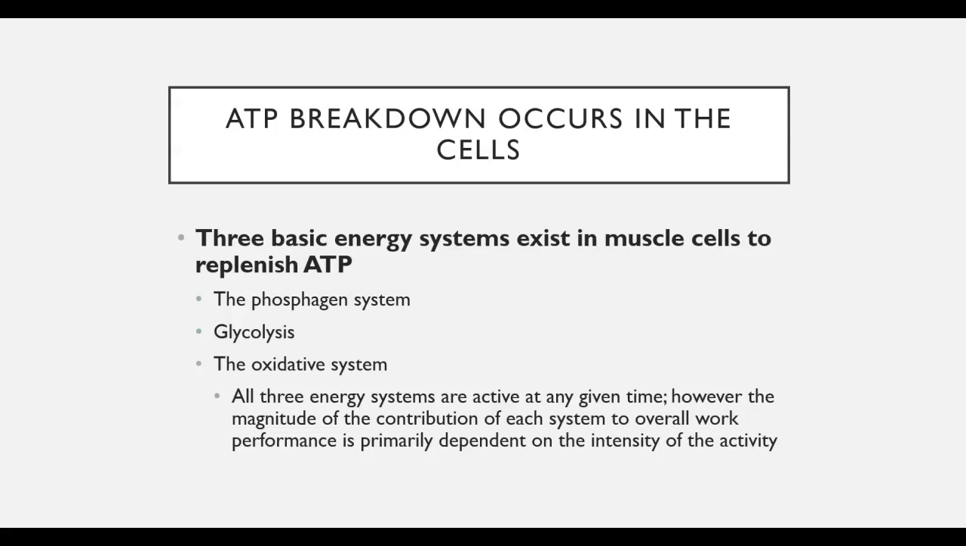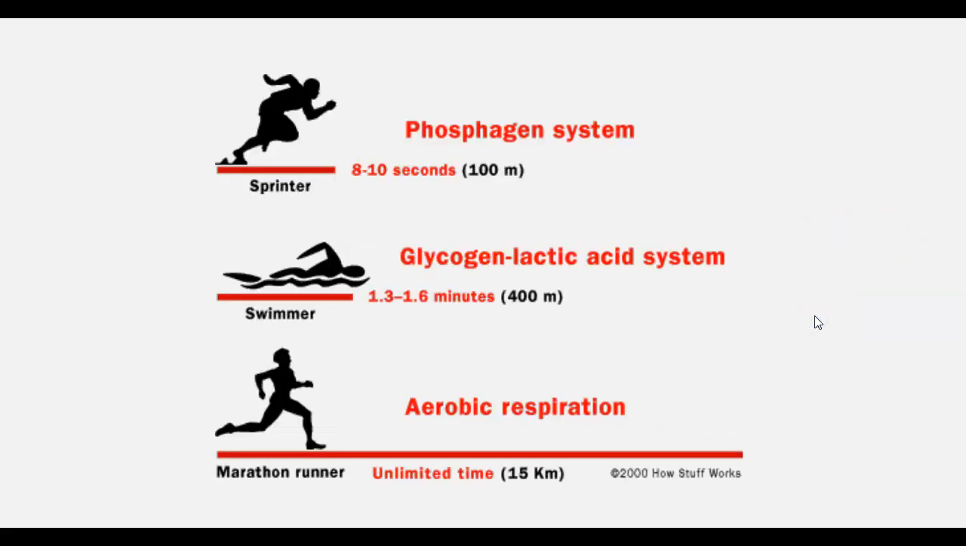Now, at any given time, all three of these energy systems will be active, but the magnitude of contribution of each system to overall work is going to be dependent on that overall intensity of the activity. And we'll get into what that actually means. So if I was a marathon runner and I was competing in a marathon, I'm going to be using aerobic respiration, and that means I'm going to be using the oxidative system. Okay. That doesn't mean that the phosphagen system or the glycolytic system is not active, but the primary system that I'm going to rely on in order to actually make energy is going to be that oxidative system.